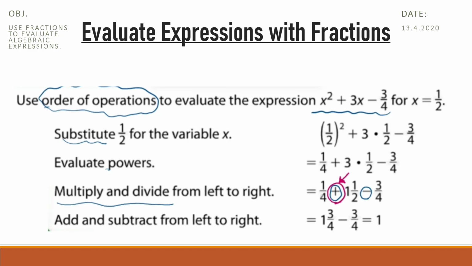Add 1/4 to 1.5. It will be 1 3/4. And now we have finished this addition. We have left minus 3/4. And now 1 3/4 minus 3/4 is 1. So the final answer is 1. The value of the expression when x equal half is 1.